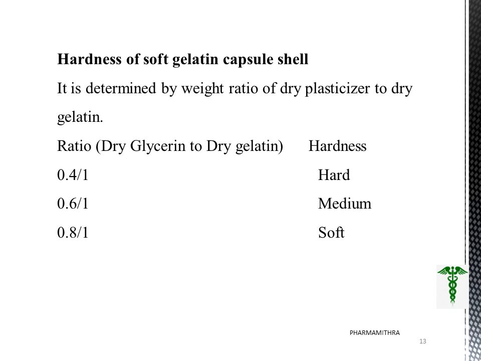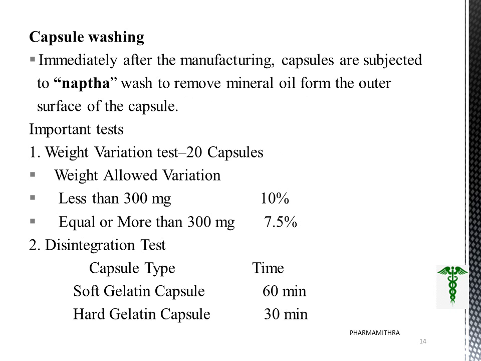Coming to the hardness of the soft gelatin capsule, it is determined by the weight ratio to the dry gelatin. That is the ratio between the dry glycerin to the dry gelatin. If the ratio is 0.4 divided by 1, it is hard. And if the dry glycerin value increases, the hardness decreases. That is, when it becomes 0.8 divided by 1, soft is the texture of the soft gelatin.